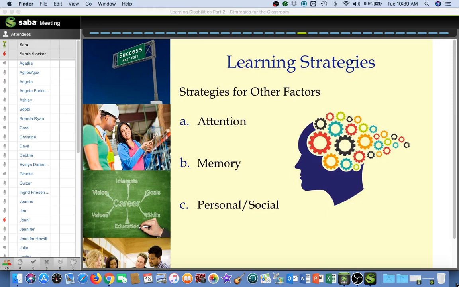For personal and social strategies, it may be beneficial to look into wraparound referrals. Is there a support group that they can attend? Nonverbal cues may need to be taught explicitly. Also, model positive self-talk when they are learning.